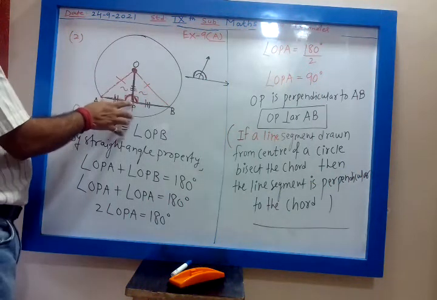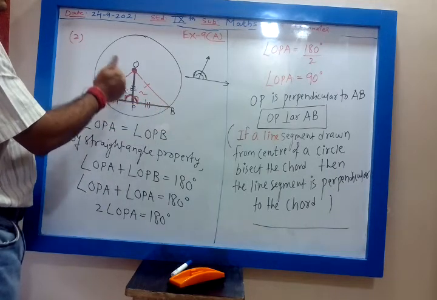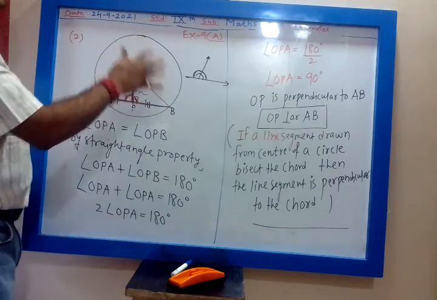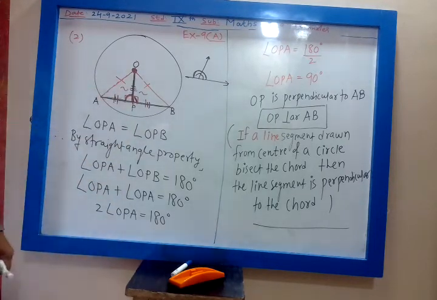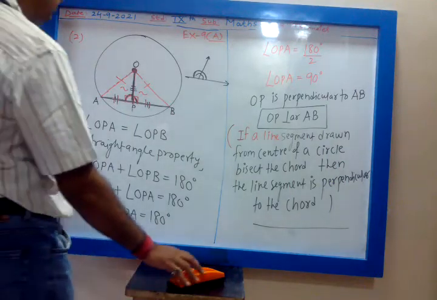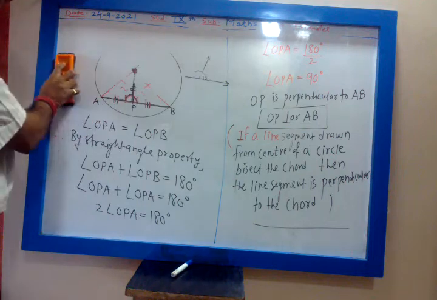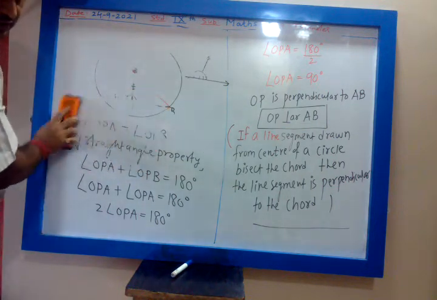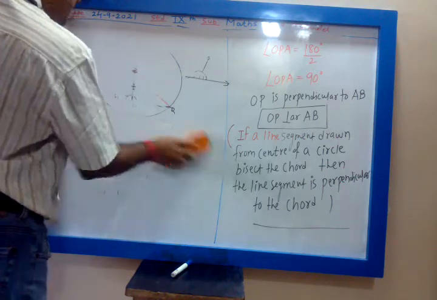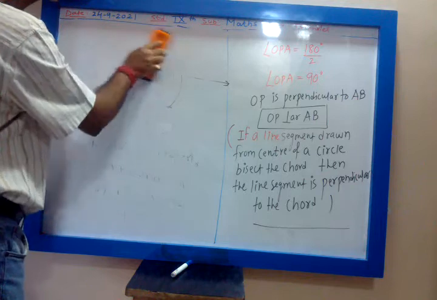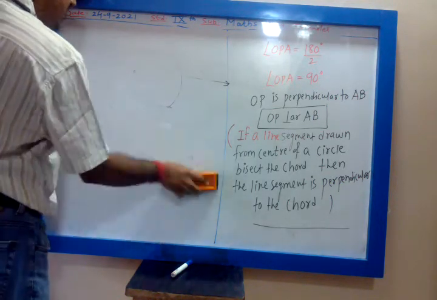If you are given a line segment which is bisecting the chord, then your conclusion will be that it is perpendicular to the chord, meaning angle OPB and angle OPA are 90 degree. Okay? Now see this third one. So these are proof type. You should know the geometry also, how to prove the given result.